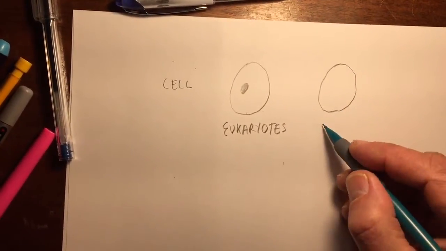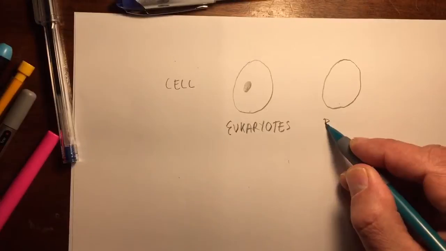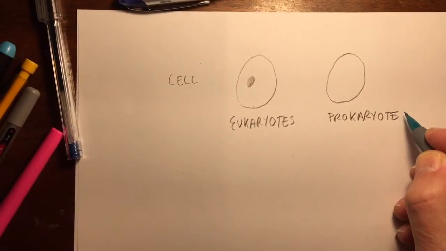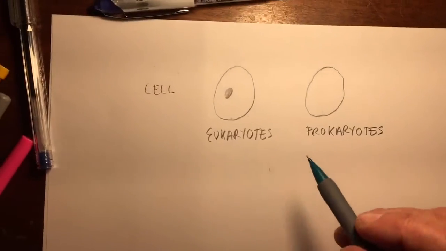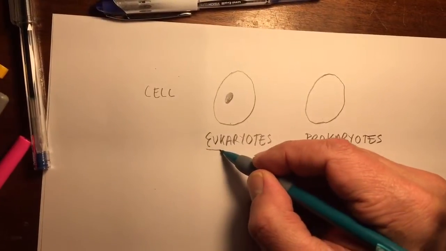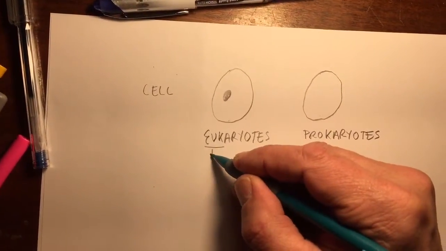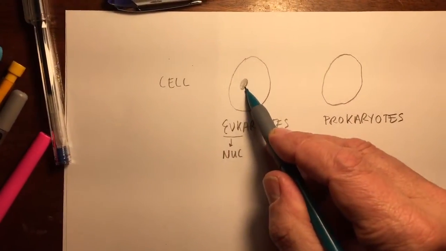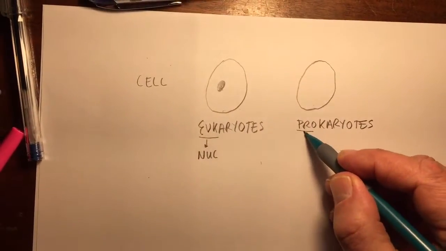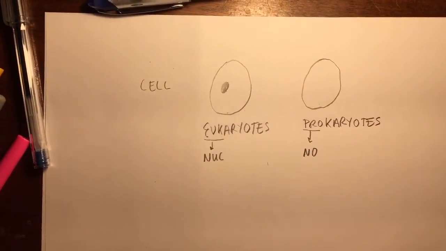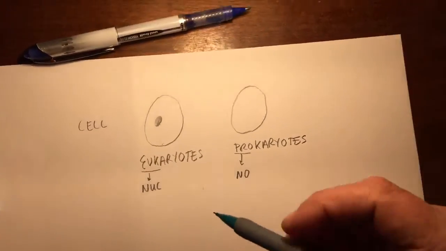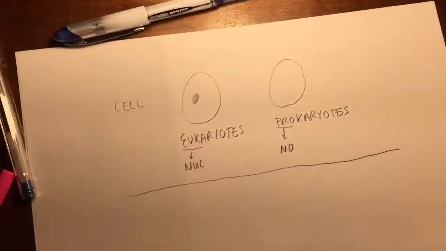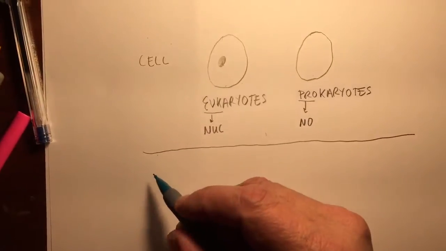Cells without a nucleus are called prokaryotes. Okay? So one way I remember this is, I think euk means nuke, meaning nucleus. Pro means no nucleus. Okay? You're going to see these words used a fair amount. So cells are one category.